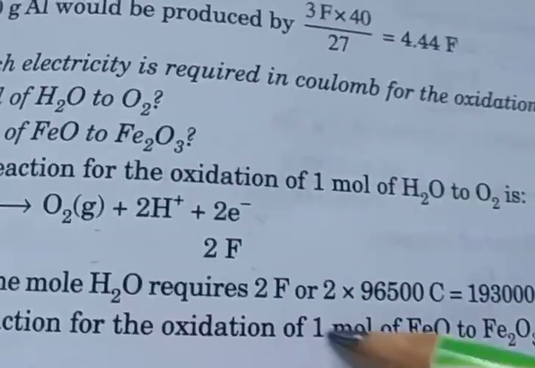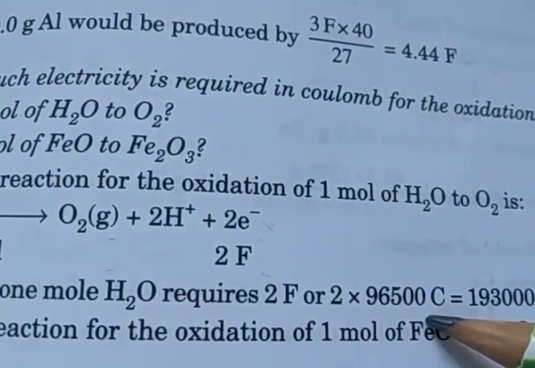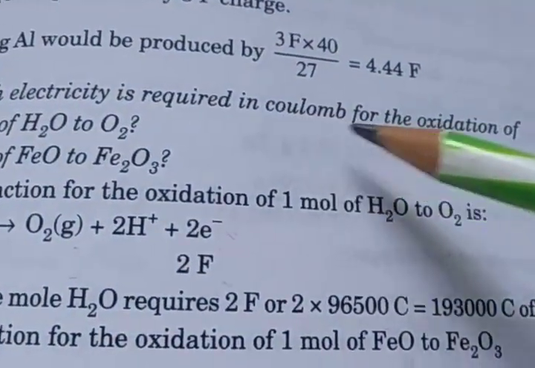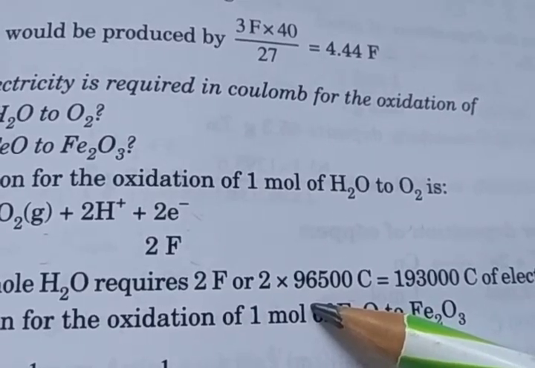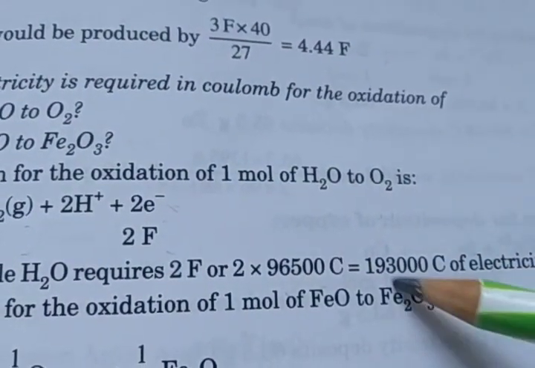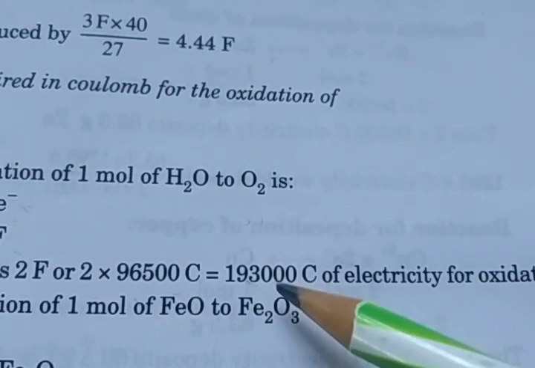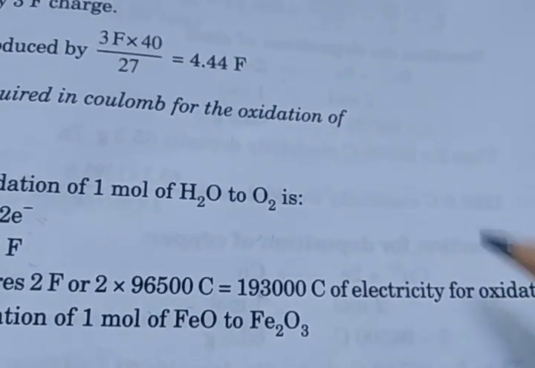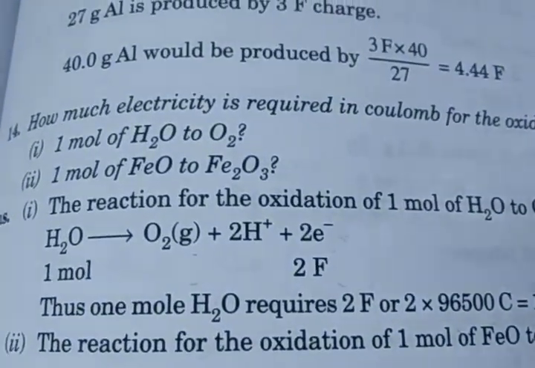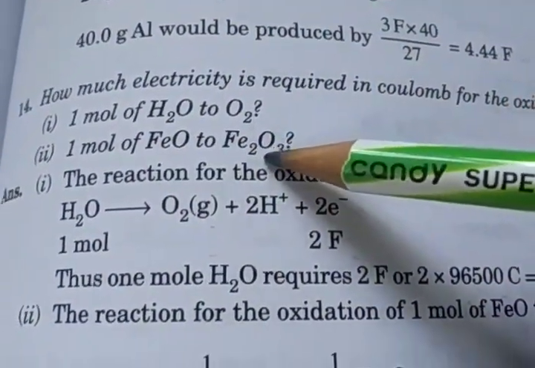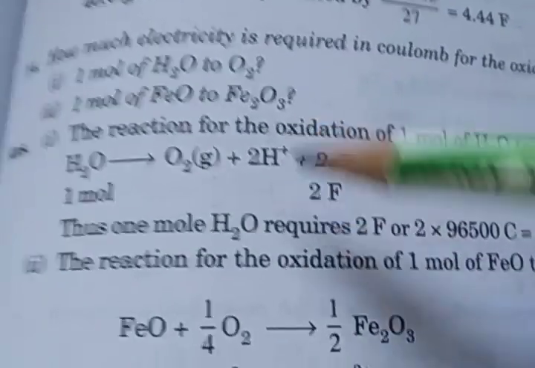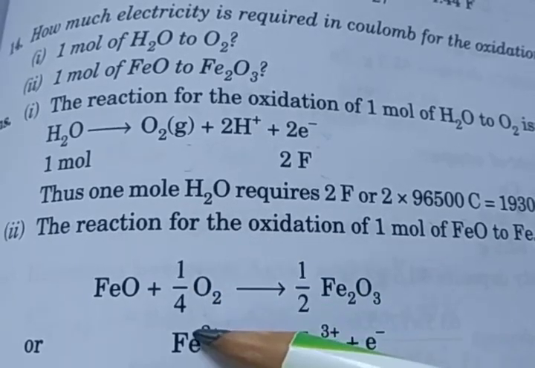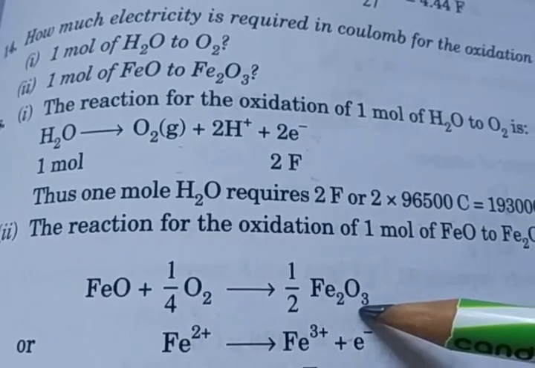So 2 Faraday, and the Faraday value is 96,500 coulomb, because the question asks how much electricity is required in coulomb. So we have to put in the value of Faraday and multiply: 193,000 coulomb of electricity for oxidation. Then the second one is given: 1 mole of FeO to Fe2O3. So the reaction for the oxidation of 1 mole FeO: FeO oxidized with 1/4 O2 converts into half Fe2O3.